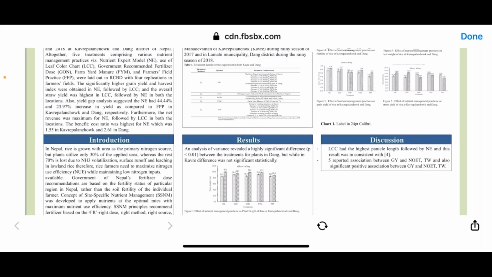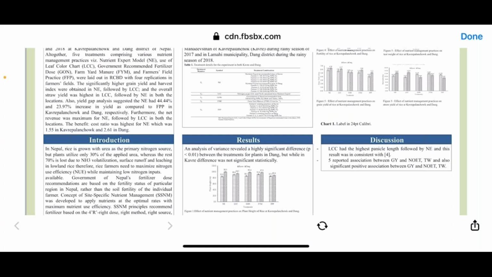Now, yield gap analysis. Yield gap at Kaski. In comparison with farmer field practice, yields from nutrient export increased by 42.4%, followed by leaf color chart and government recommendation dose by 36.82% and 30.24% respectively. Similar results of grain yield increased by 37.62% in nutrient export rice recommendation over the farmer field practice. These results are in agreement in wheat, which reported nutrient export produced 57% more grain yield than farmer field practice.